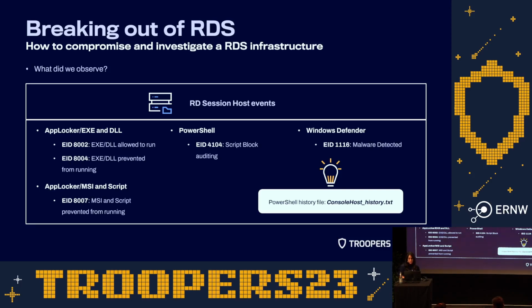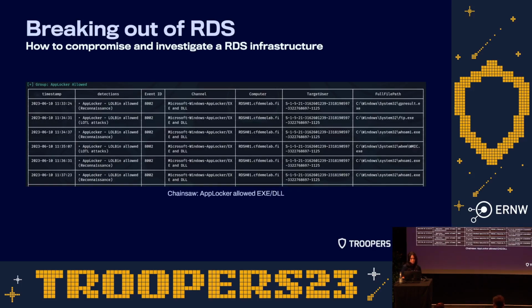And in terms of the key takeaways, it's worth noting that the commands that were executed in the PowerShell run space won't appear in the PowerShell history file, so the console host history text file. And this is what the output in Chainsaw will look like if we take a close look at the allowed binaries in AppLocker. So we can see the GP result, FTP, UMI, and so on.